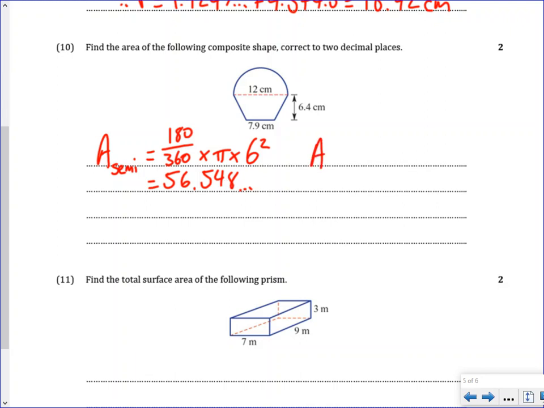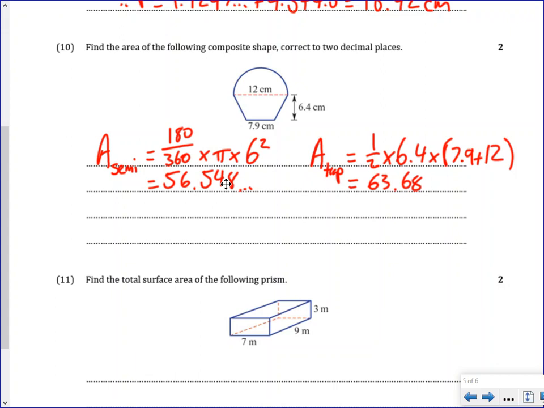Now on the bottom, we have a trapezium, and we know that the area of the trapezium formula is half times the height. Here the height of the trapezium is 6.4 times, and then in brackets we need to do the short side, so 7.9 plus the long side, which is 12. It doesn't really matter what order you do in the brackets, but I'm just going to do it that way. And so this is, put it into the calculator. So 63.68.